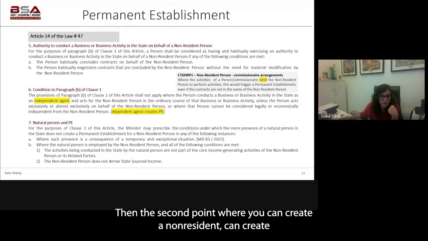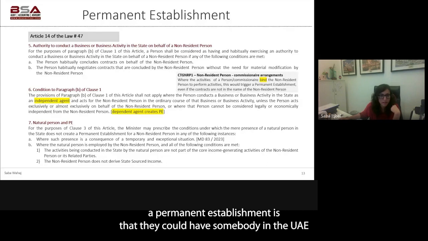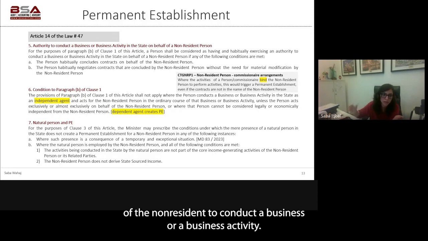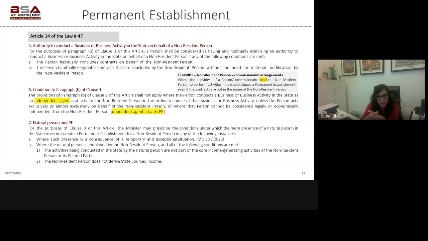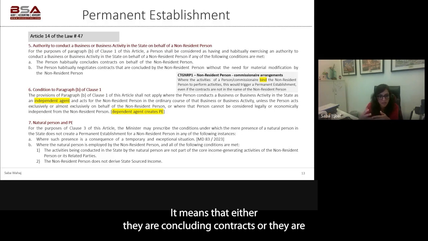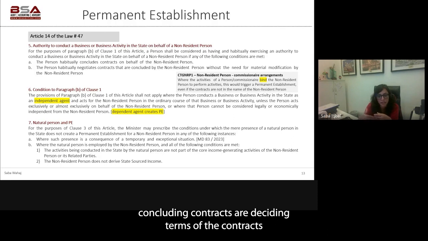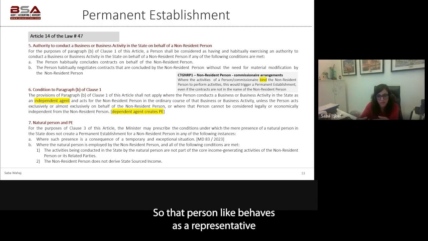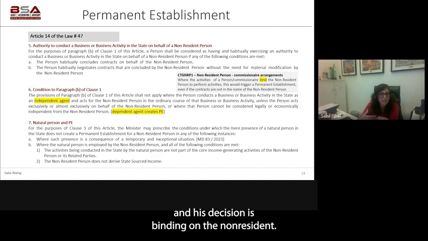Then the second point where a non-resident can create a permanent establishment is that they could have somebody in the UAE who could be habitually exercising authority on behalf of the non-resident to conduct a business or a business activity. So what does that mean? It means that either they are concluding contracts or deciding terms of the contracts, but not subject to an approval of a non-resident. So that person behaves as a representative, and his decision is binding on the non-resident.